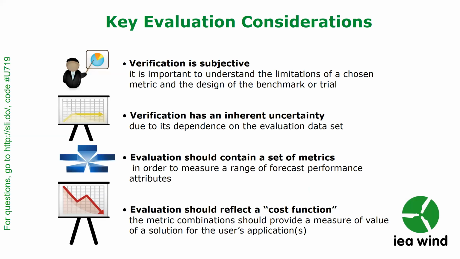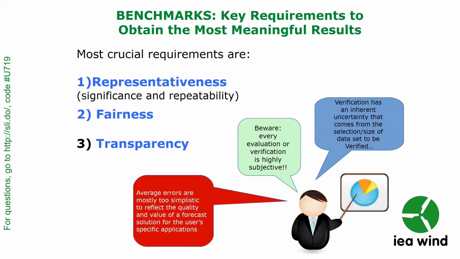So ideally, a cost function, that's the last point there, should be used, but many times it's hard to develop a customized cost function. So a matrix of evaluation metrics can approximate a cost function. So that might be an alternative solution.